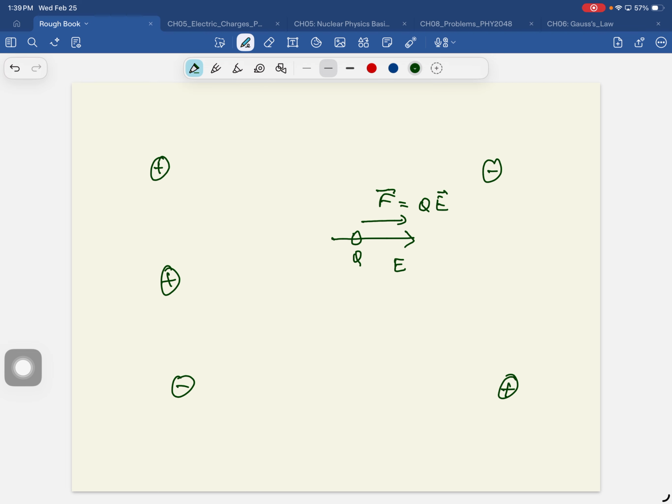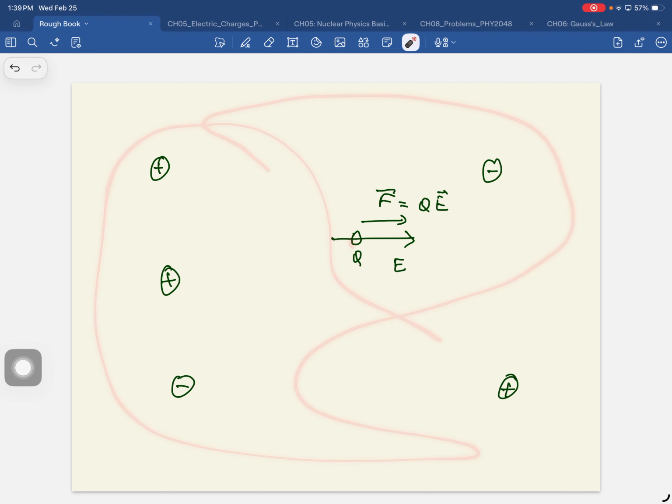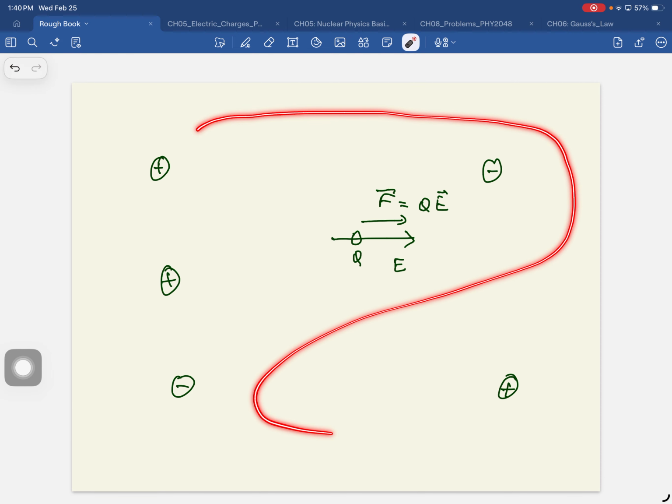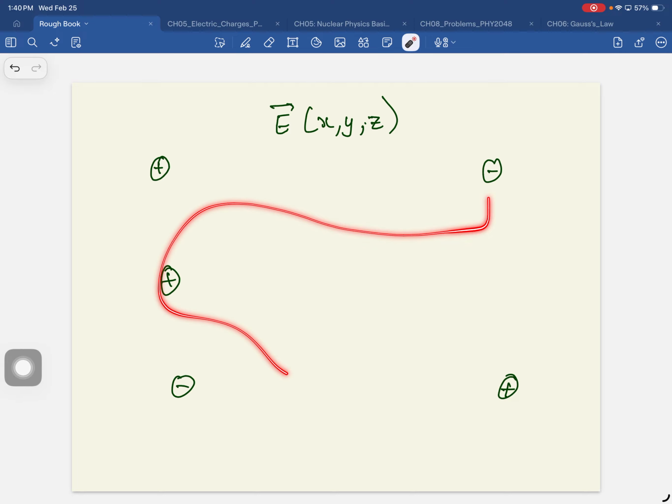Okay, so you're interested in how your charge will behave no matter where you place him. So what is it that you want to know? You want to know the electric field everywhere. So that's the big problem. Do you guys understand that? So for a given charge distribution, you want to know the electric field everywhere.